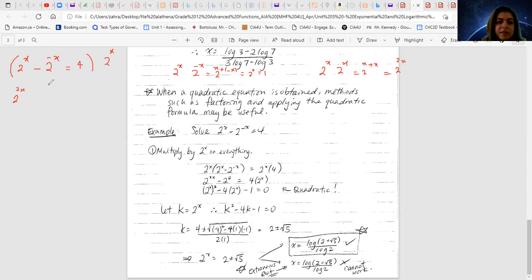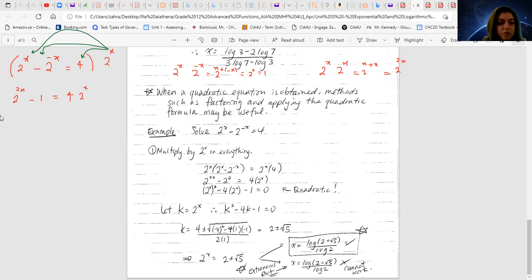2 power negative x multiplied by 2 power x is 2 to the power 0, which is 1. I showed that this is 1. Equal to 4 multiplied by 2 power x. You have to multiply this 2 power x by each term you see here, every term that you see here by this.